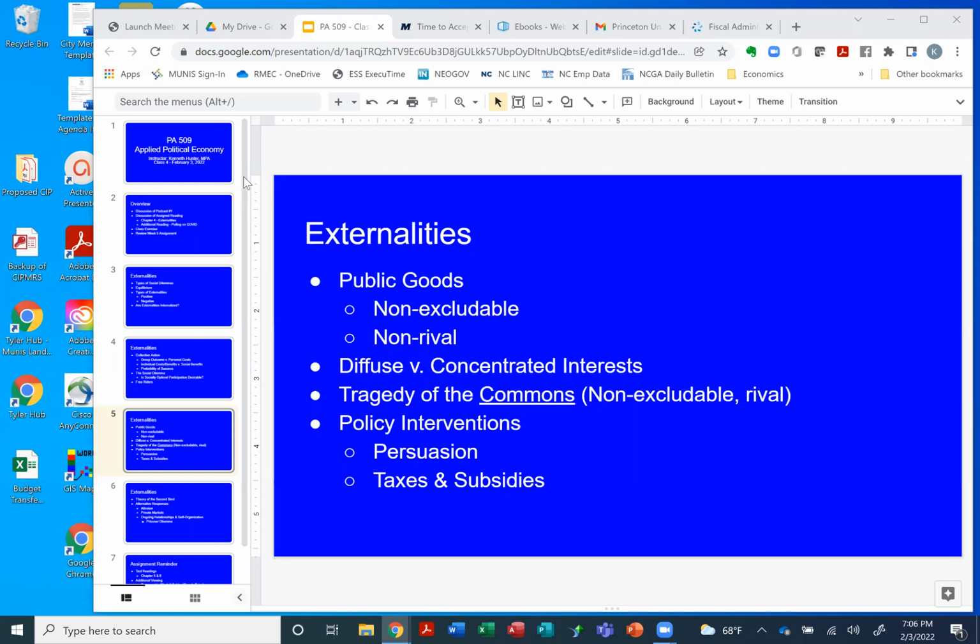So let's talk about policy interventions. And obviously the easiest and the most ideal policy intervention that's out there.